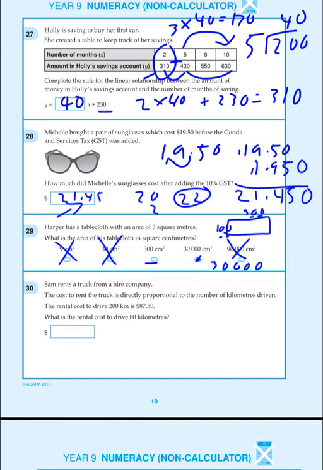Sam rents a truck from a hire company. The cost to rent the truck is directly proportional to the number of kilometers driven. Rental cost to drive 200 kilometers is $87.50. What's the rental cost to drive 80? So 200 costs us $87.50. 80 is obviously less than half of 200, but you've got to look at 80 out of 200 as a ratio and see what you have to times one by the other to get your answer.